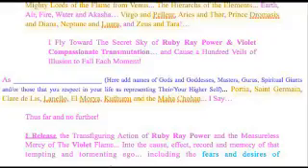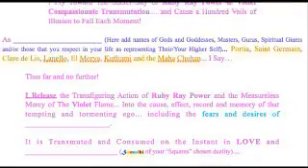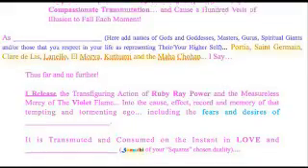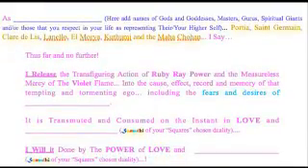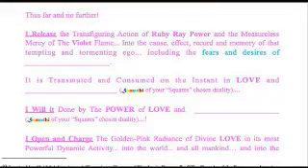Portia, Saint Germain, Claire de Lys, Linello, El Moria, Kuthumi, and the Maha Chohan. I say, thus far and no further. I release the transfiguring action of ruby ray power and the measureless mercy of violet flame into the cause, effect, record, and memory of that tempting and tormenting ego, including the fears and the desires of gratitude and selfishness. It is transmuted and consumed on the instant in love and presence. I will it done by the power of love and presence.